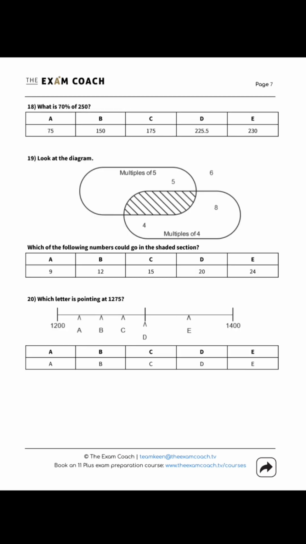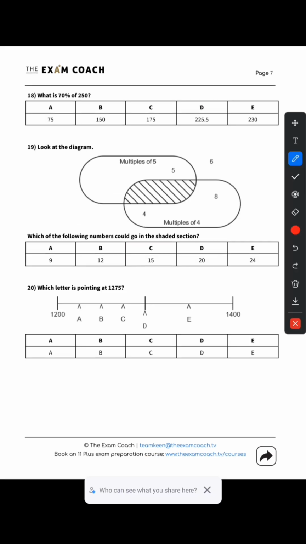Number 18. What is 70% of 250? 70% is 70 over 100. Of means multiplication. 250. 0 cancels 0. Now we'll do 7 times 25. 7 times 25 is 175.